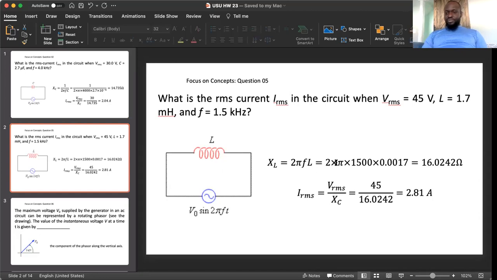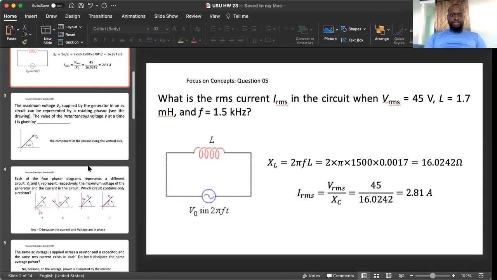But for the inductance, it is 2 pi FL: 2 pi times the frequency, 1.5 kilohertz, 1500 hertz, times 1.7 millihenries, 0.0017 henries, and then we get that. Still in ohms, so we just use our Ohm's law to get the current, voltage over the inductive reactance. So 45 over that, and that gives us the answer in amperes for the current. So we just keep going.